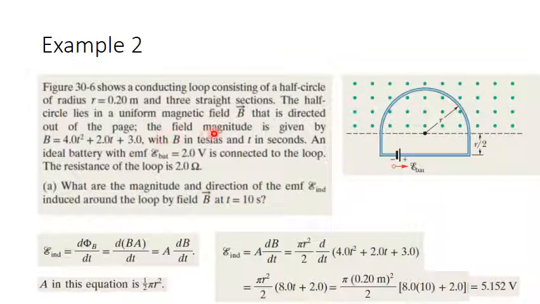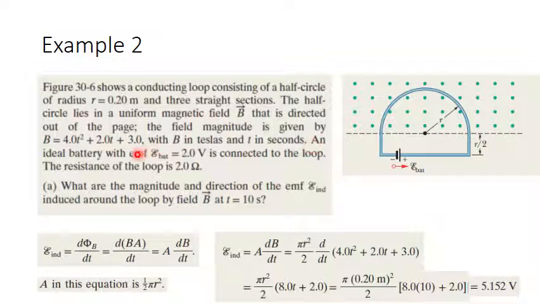The field magnitude B is given by B equals 4 times t squared plus 2 times t plus 3. So it is a time varying field. And according to these values, as t is increasing, the magnetic field is increasing. So it is time varying and it is an increasing magnetic field, with B in Tesla and t in seconds. So the units are the SI units.